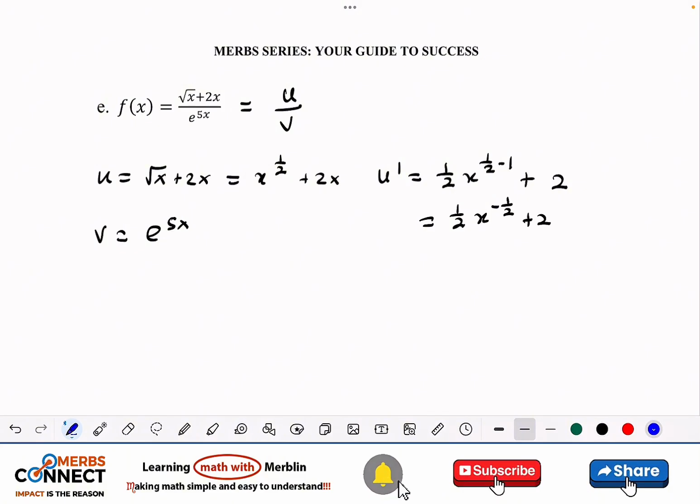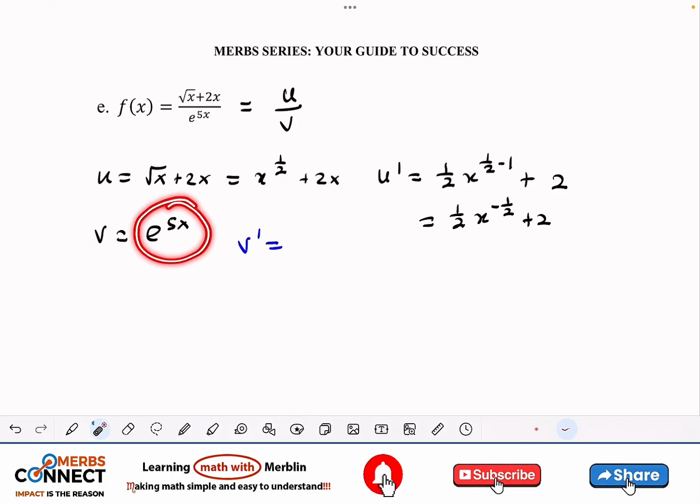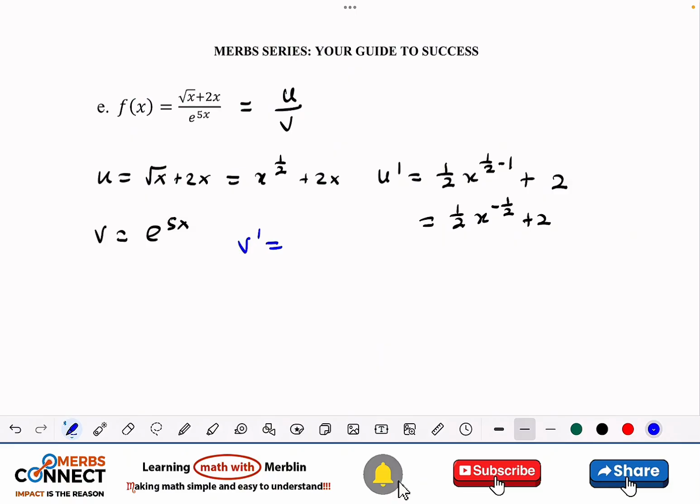Now let's look at Vn prime. Vn prime will be equal to, so exponential function, differentiate the top, multiply by the whole function, which is very simple. So I love exponential functions, very simple to differentiate. Okay, so now let's look at the quotient rule.